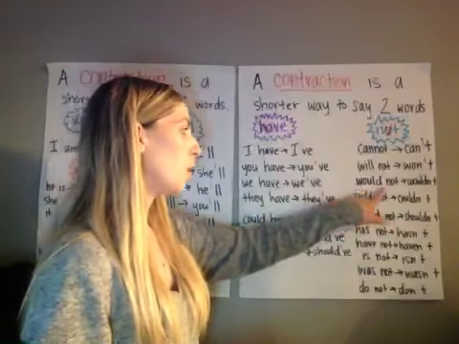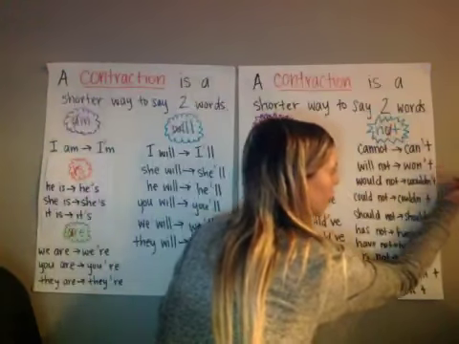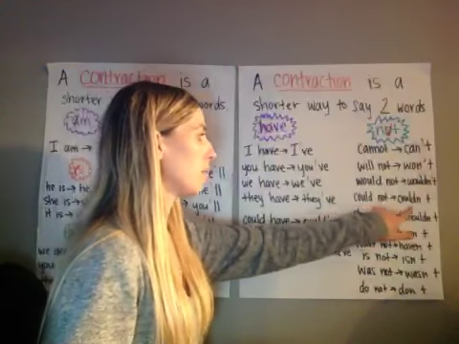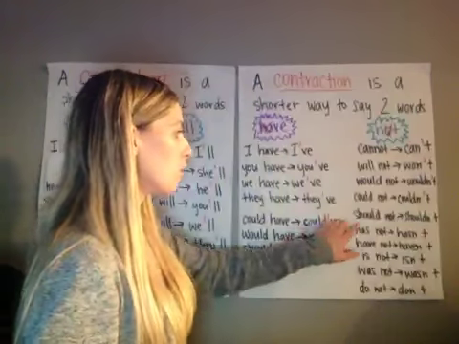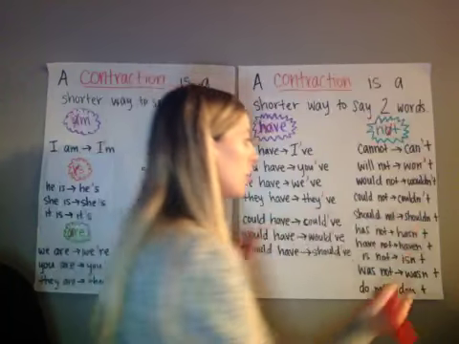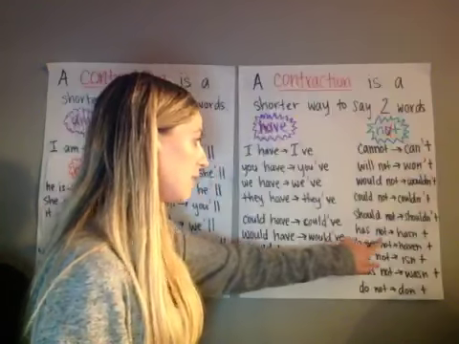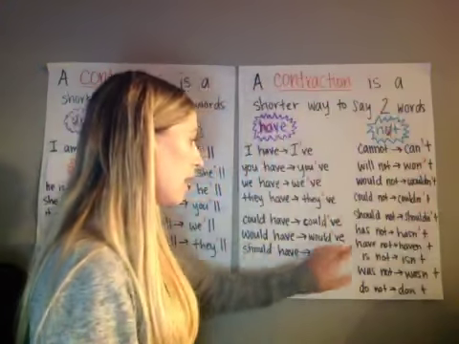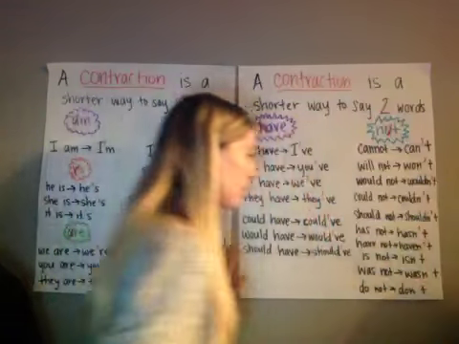Next we have would not becomes wouldn't with an apostrophe between the N and the T. Could not becomes couldn't with apostrophe between the N and the T. Should not becomes shouldn't with apostrophe between the N and the T. Has not becomes hasn't between the N and the T. Have not becomes haven't between the N and the T.